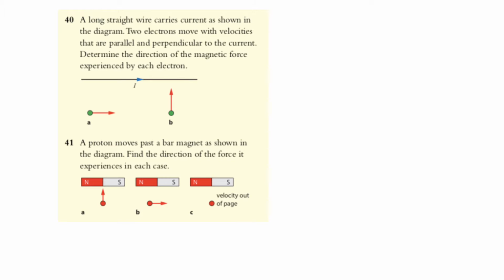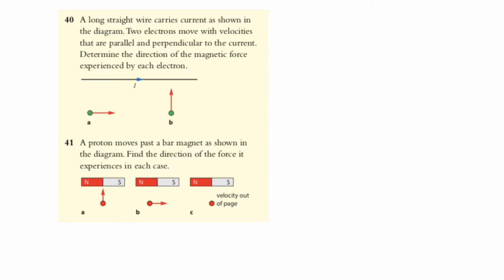Now let's have number 40, wherein a long straight wire carries a current as shown in the diagram. So this is the wire, and there's a current that keeps flowing in, and two electrons move with velocities that are parallel. So this is the case of parallel, and perpendicular. So this is the case of perpendicular to the current. Determine the direction of the magnetic force. So we have to determine the force experienced by each electron.